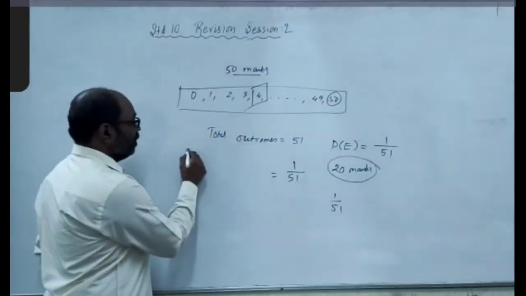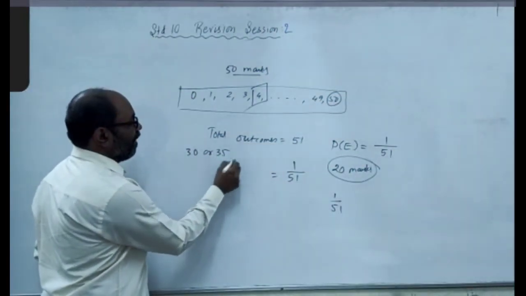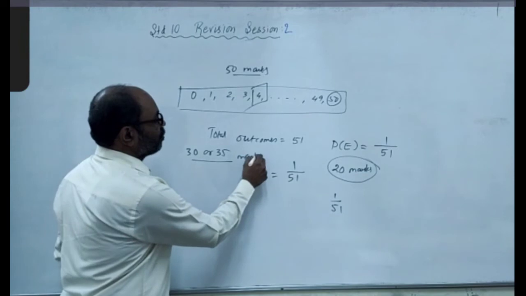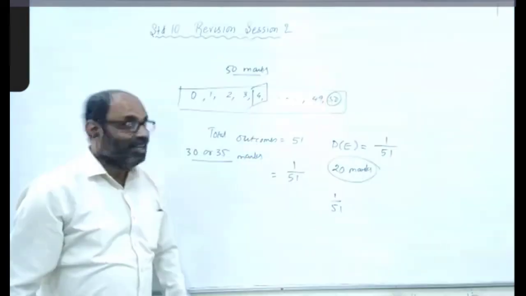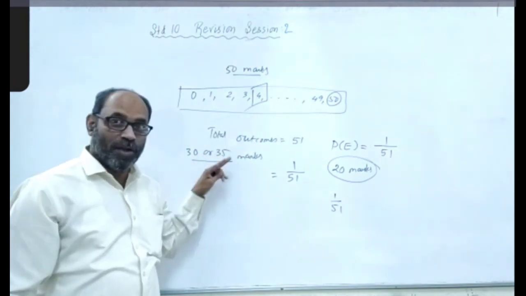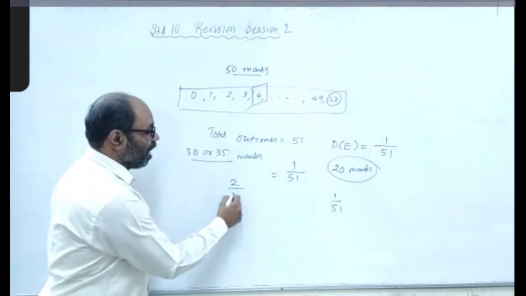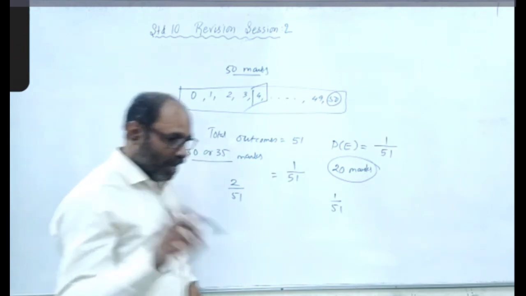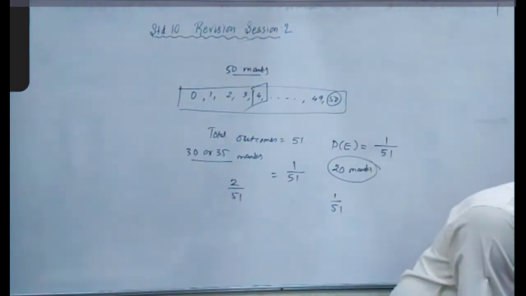But if I say 30 or 35 marks, a child scores 30 or 35 marks, तो 30 आएगा और 35, दो में से कोई भी एक. So 2 outcomes out of 51. I hope that is clear to you.